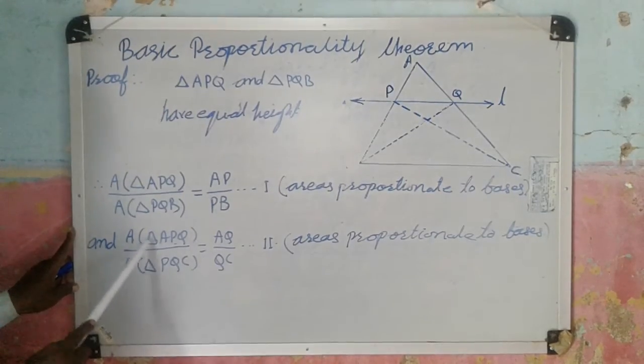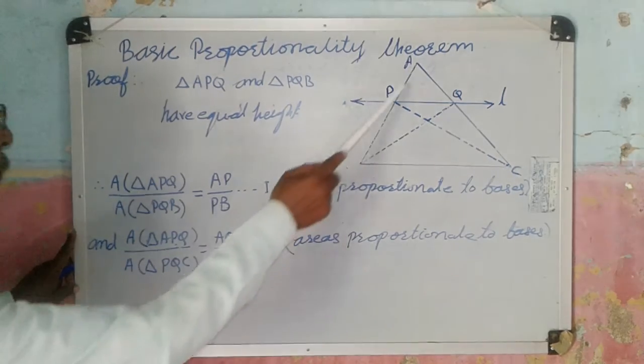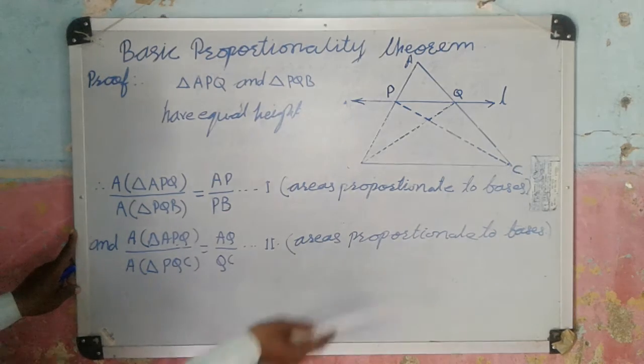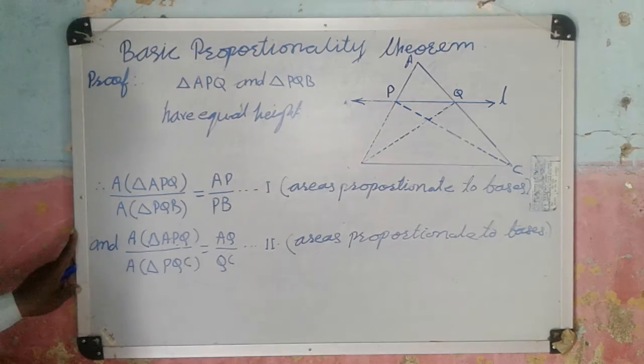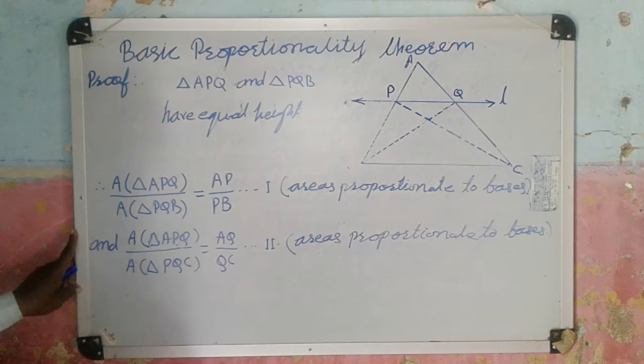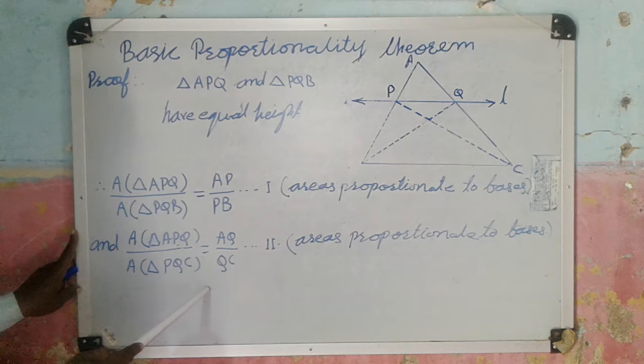So here, triangle APQ and triangle PQC are of equal heights, and their bases are, the base of triangle APQ is AQ and the base of triangle PQC is QC, and therefore the ratio of their areas will be equal to the ratio of their corresponding bases.